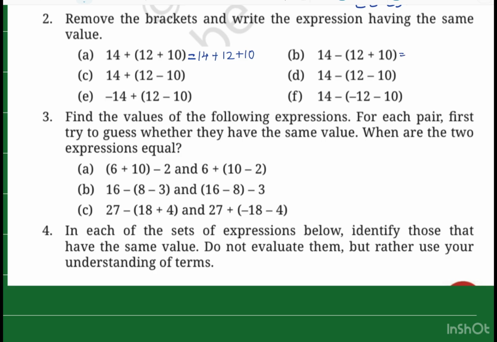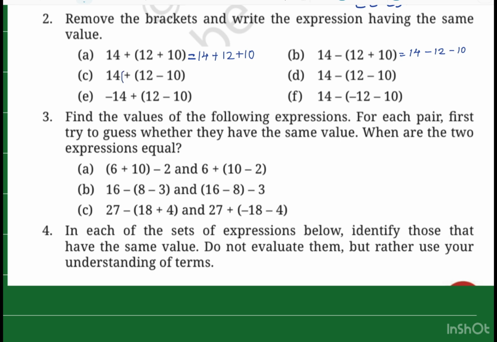Next question, 24 minus 12 plus 10. So the minus sign is in front of the bracket, so when we open the bracket, the signs of the terms will be changed. So the answer will be 14 minus 12 minus 10.